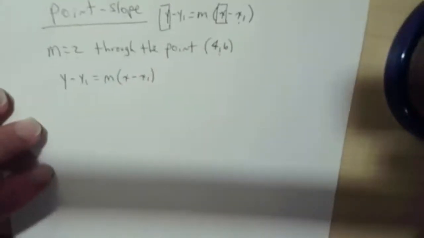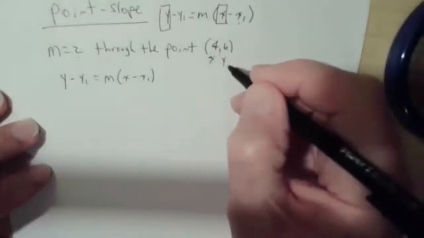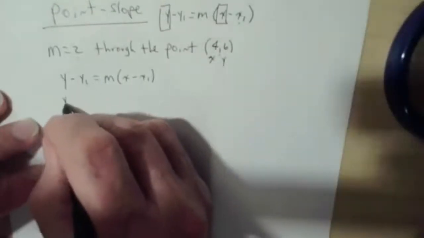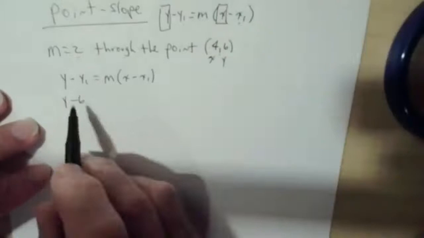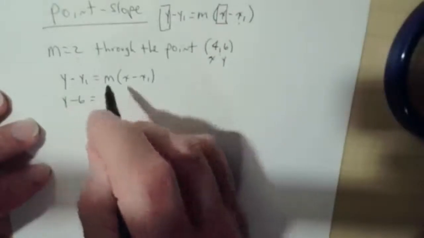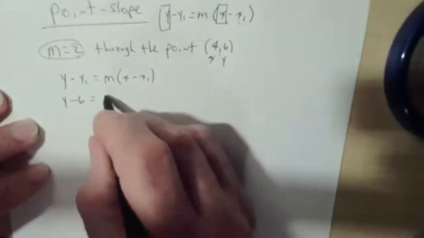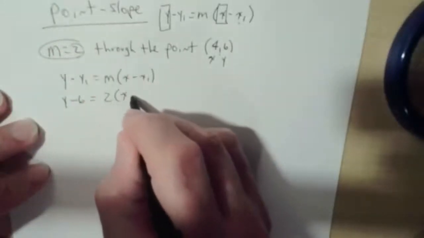Okay, remember, this one's x, this one's y. So we have y minus 6. Okay, remember that y stays y. Equals m, our slope, which is 2 open x minus 4.